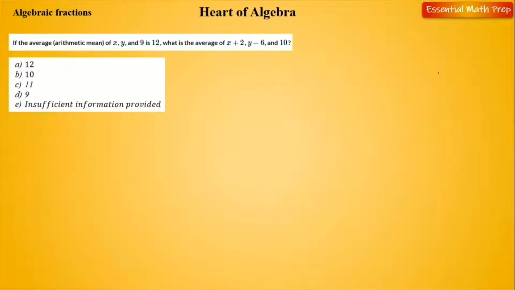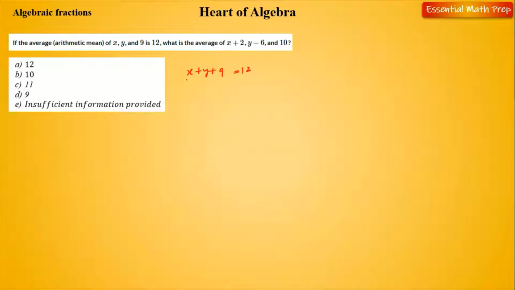So let's continue. If the arithmetic mean of x, y, and 9 is 12, what's the average of x plus 2, y minus 6, and 10? Well, what do we know about mean? Well, we know something about the first part of the problem, which is that the mean of x, y, and 9 equals 12.